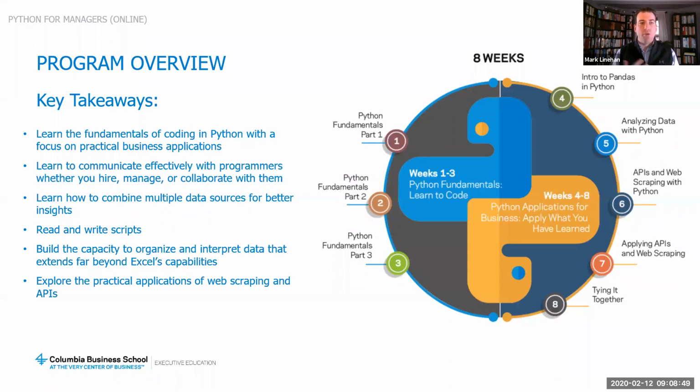But just as a brief overview of what you can take from this course, some key takeaways: you're going to start with learning the fundamentals of coding in Python with a focus on practical business applications. So again, this is specifically Python for managers in business. Briefly, weeks 1 through 3 is really learning about the fundamentals of Python and learning how to code. You're also going to be able to learn to communicate effectively with programmers, whether you hire, manage, or collaborate with them.